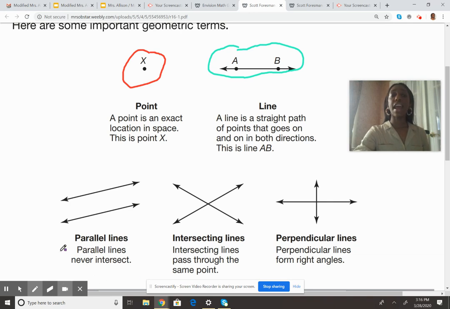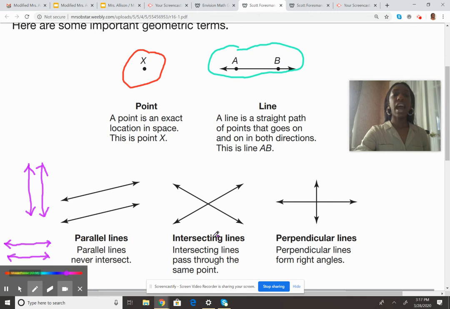Next, we have parallel lines. Parallel lines never intersect. Again, they never intersect, they never touch. They can go vertical, which means they can go up and down. They can go diagonal, which is already shown over in the picture right here. And they can go horizontal, which means that they can go across. But again, they never touch, and they're the same length. They have the same measurement.